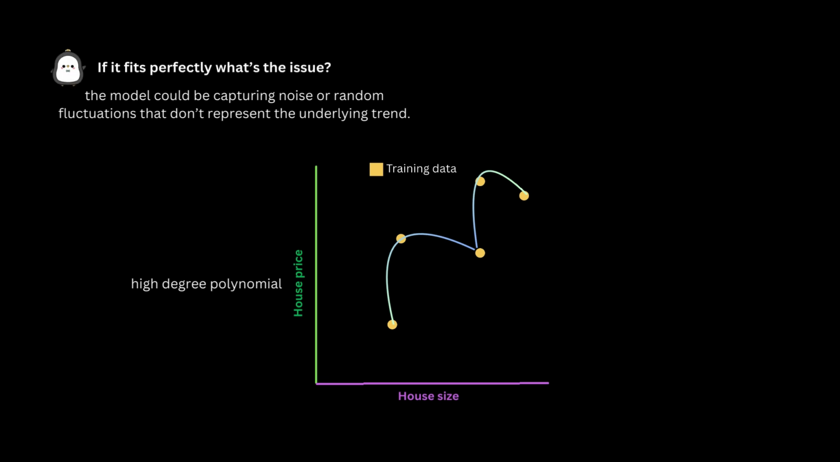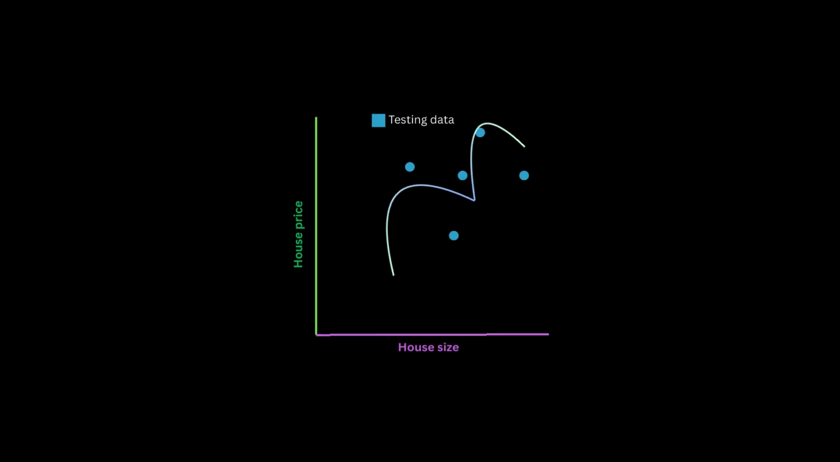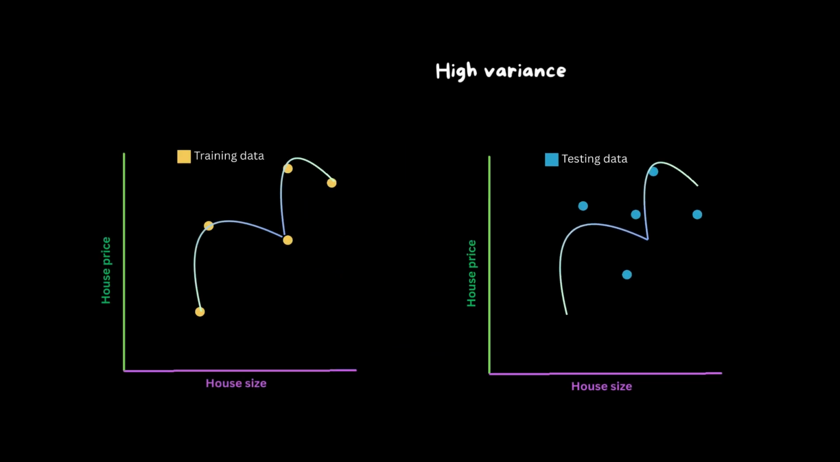You might ask, if it fits perfectly, what's the issue here? Well, this might look impressive on the training data. The model could be capturing noise or random fluctuations that don't represent the underlying trend. So, if we get back our testing data here and take away the training data, the predictions will look like this. This is high variance.